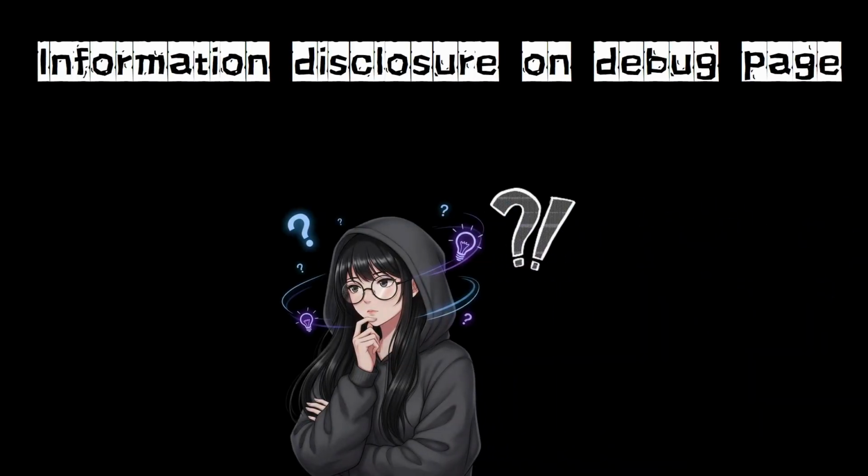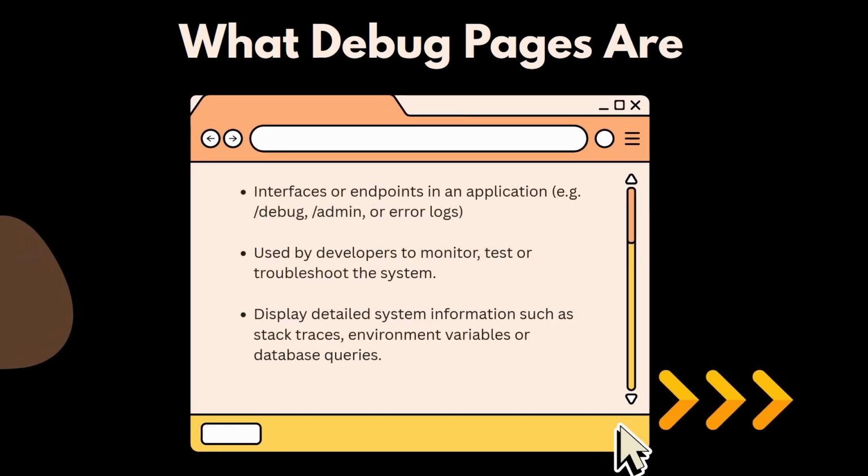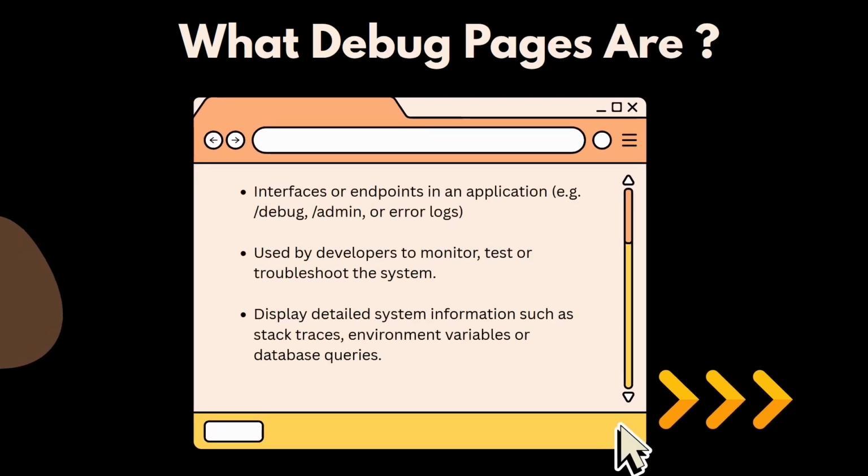Okay, so today we are going to start with the topic information disclosure on debug pages. So, what do we mean by information disclosure on debug pages? Let's understand that. First, we'll understand what debug pages are.